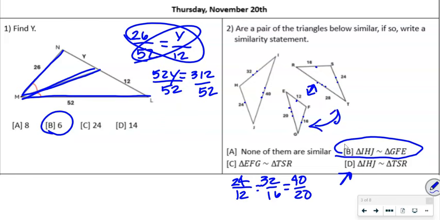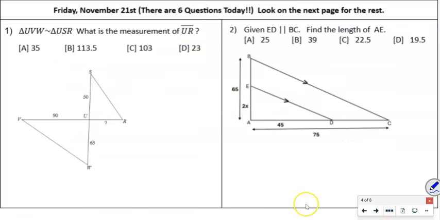Okay. All right. So on the next one, U, V, W are similar to triangle USR. What is the measurement of UR? So here again, we've got these are similar by side angle side, right? Okay, so that means short side to short side, longer side to longer side. Okay, so I'm going to do 90 over 50 is going to be equal to 63 over our question mark. That's UR, right? Okay, so that's how we're going to set it up.